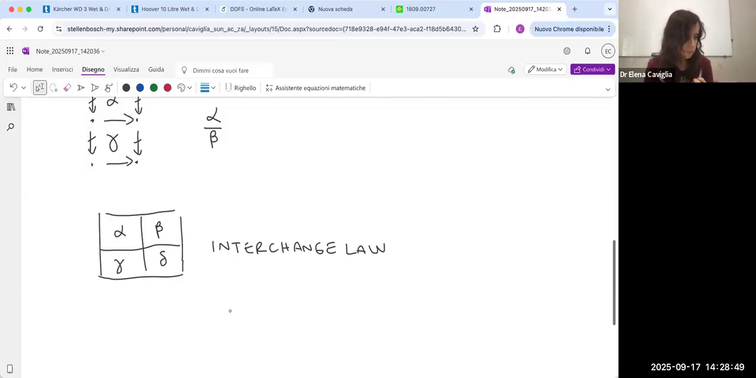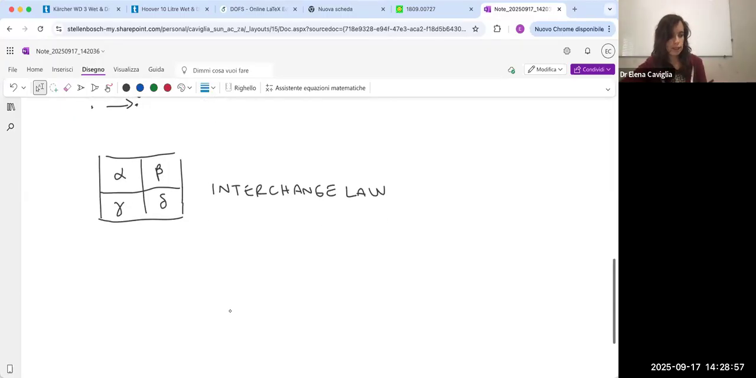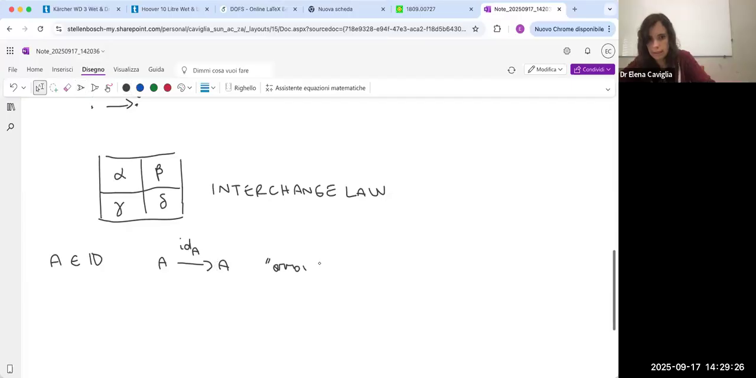For double cells this time. And of course, we still have our identities. So every object now has a horizontal identity and a vertical identity. So if we have an object A in D, we can get the identity of A, the horizontal version. Okay, it's horizontal just in my notation, but let's call it the arrow identity.